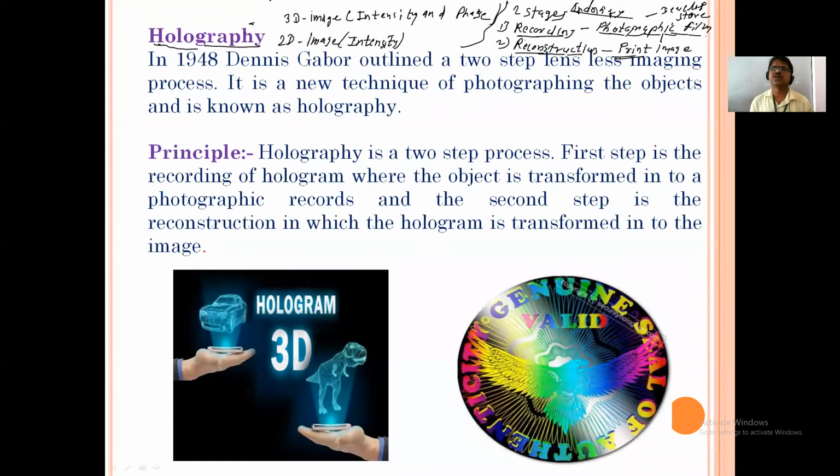अशा दोन स्टेजेस होत्या कुठल्या? ऑर्डिनरी फोटोग्राफी मध्ये. In a similar manner, in holography also two steps are there, two stages are there. First stage is recording and second stage is the reconstruction. Like ordinary photography, in holography also two stages are there. First step is called recording and second is called reconstruction of the image.